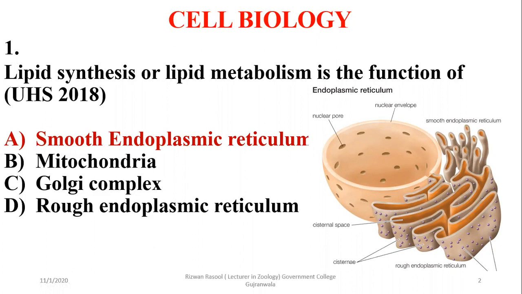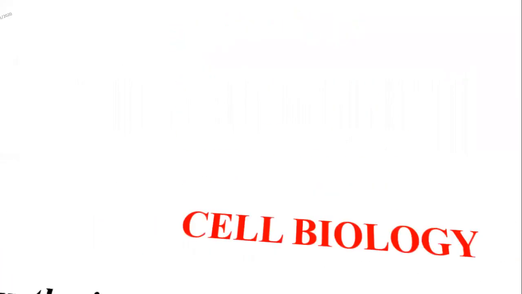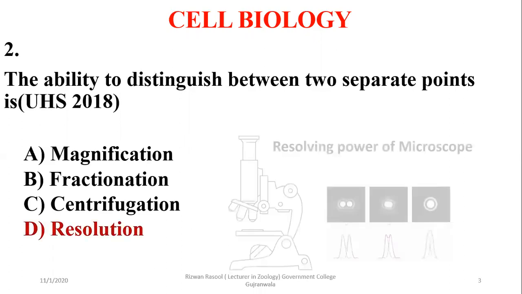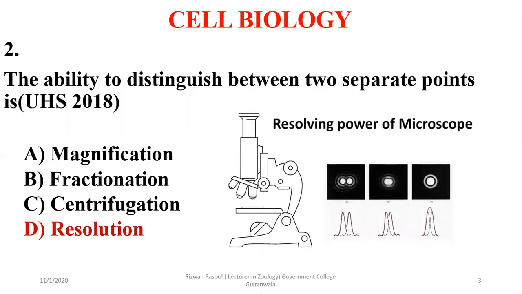Fatty acid metabolism is a function of mitochondria. In Golgi apparatus, we know they have cell secretions as a major function. Question number two, the ability to distinguish between two separate points. As far as microscope is concerned, this portion has been excluded from this year's PMC and MDCAT syllabus. But the right option over here is delta, it's resolution. So the right option is delta.